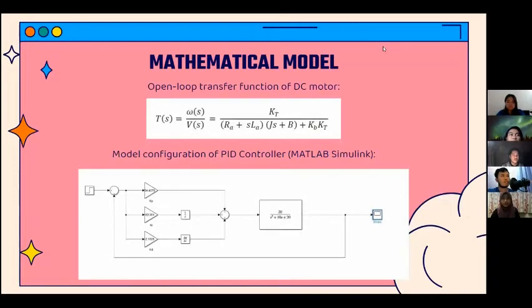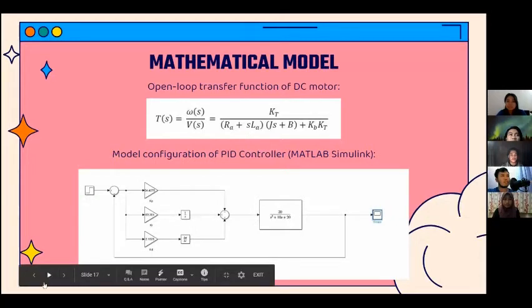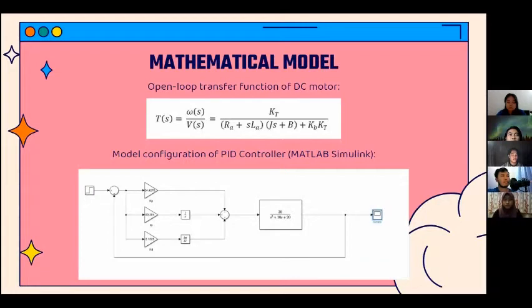Next is the open loop transfer function that is used for this DC motor. You can see it on the screen right here. At the bottom of it is the model configuration of the PID controller, which is also made in the MATLAB Simulink program.